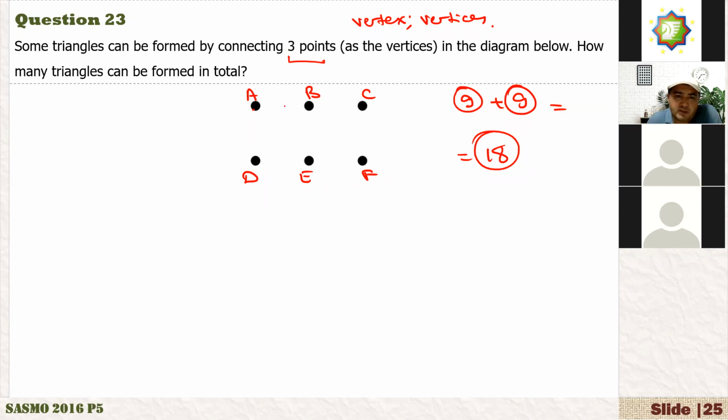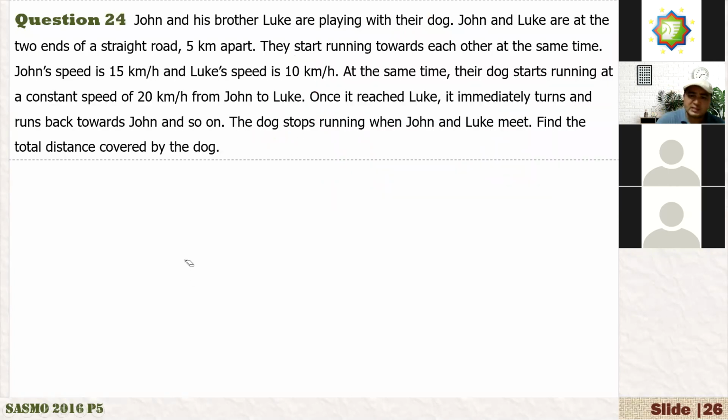I can just count. As you see, one is ADE, right? Another one is ABE, for example. It's different. Another one is ADF, for example, right? Another one is this one, for example. As you see, all of them are different. Another one is this one, using different vertices. Another one is this one. If you count, actually, we can get 18 triangles. Anyway, let's move to the next question.